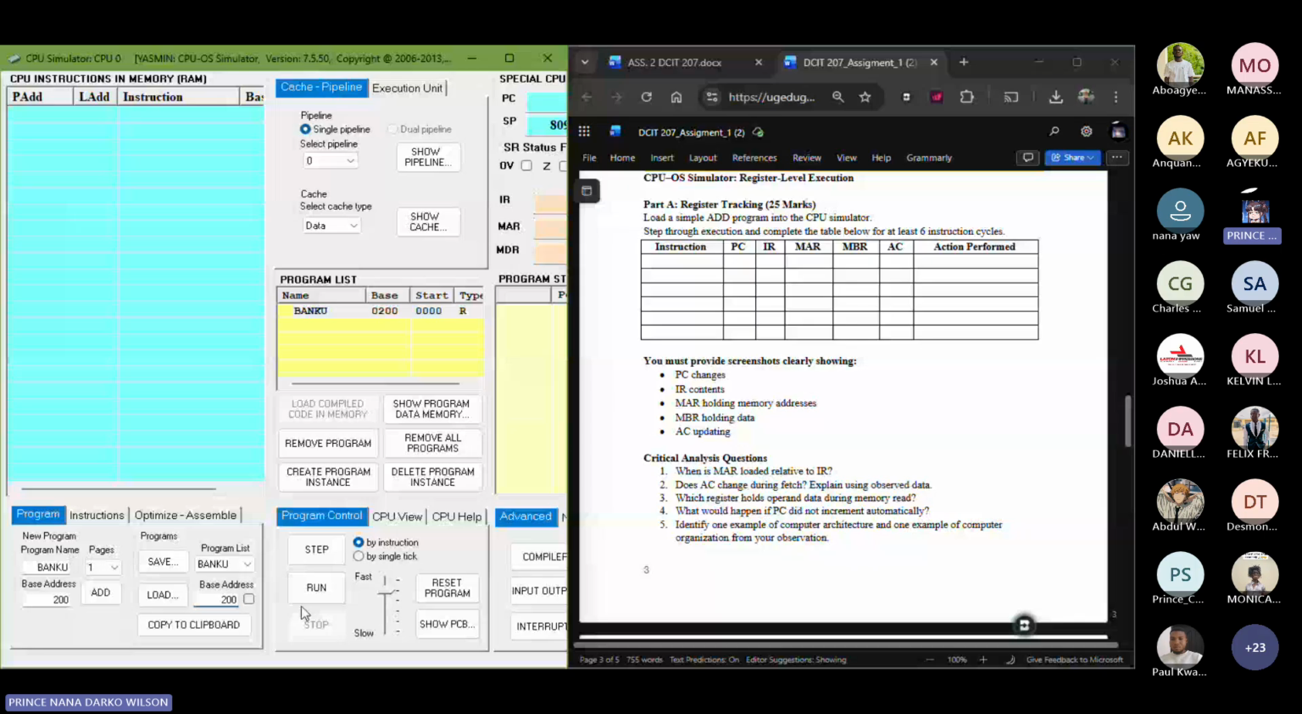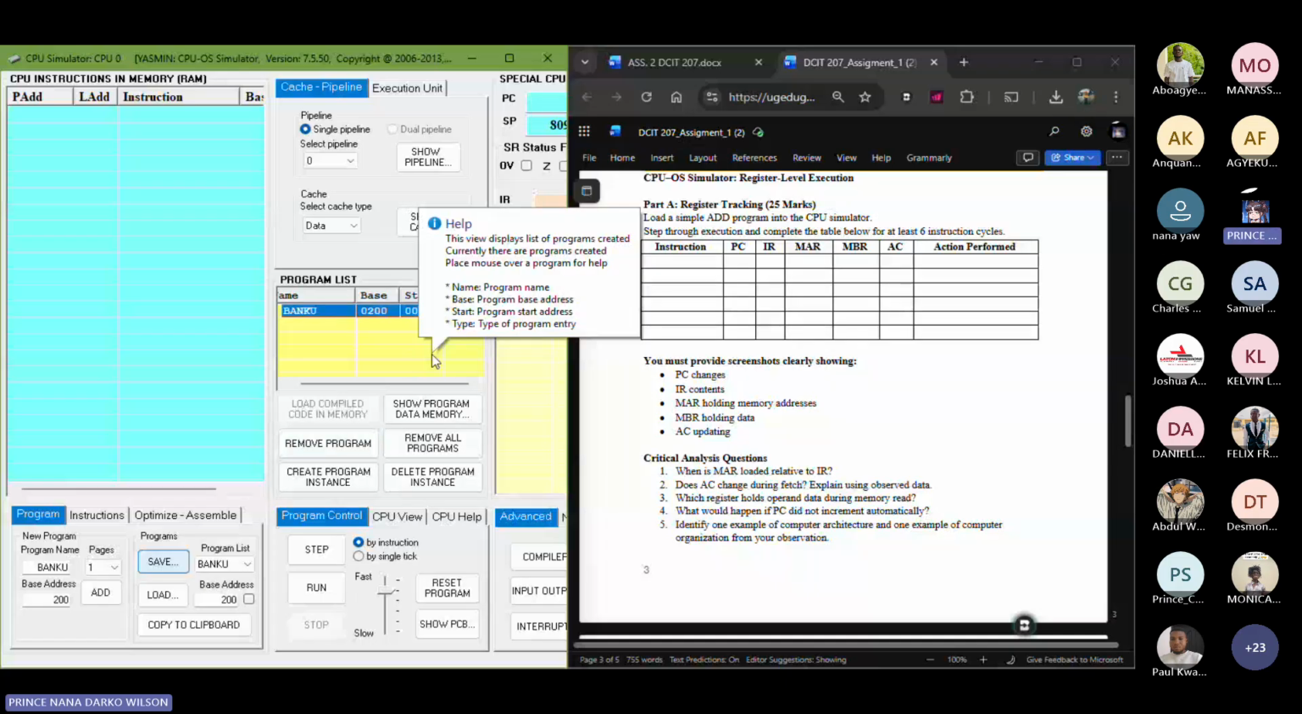So when you save the program, you can save it amongst all the other ones you have done. When you save the program, you realize that it is now recorded amongst the programs in the program list, with the base address 200, starting at 0, and the type is the register program. All right, so let me remove all these bubbles from here.